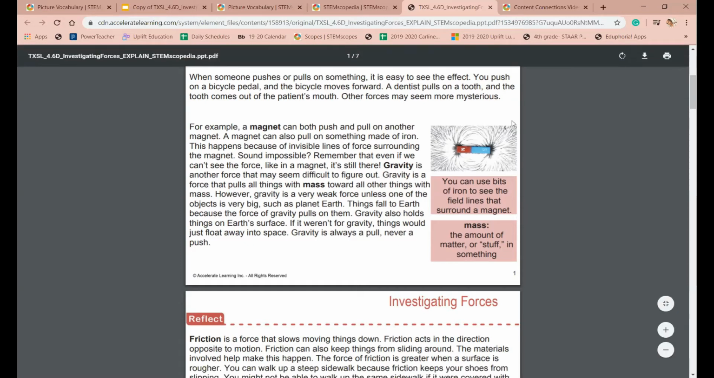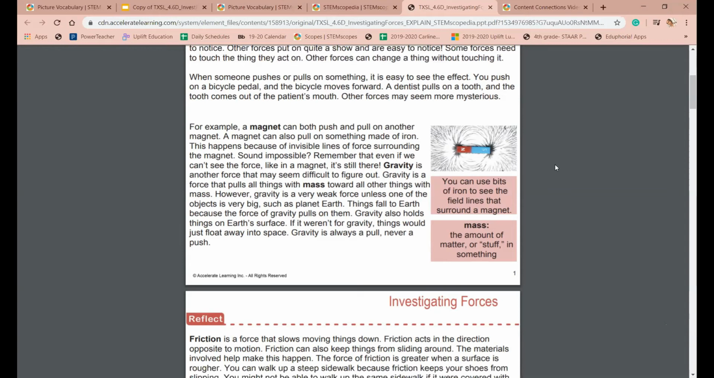So we're going to take a look right here at this picture. If you see, this is a magnet right here, and all these lines around it are those invisible lines of force that surround the magnet. Now, we don't see those in our everyday life when we're working with a magnet because, like the article said, they're invisible.